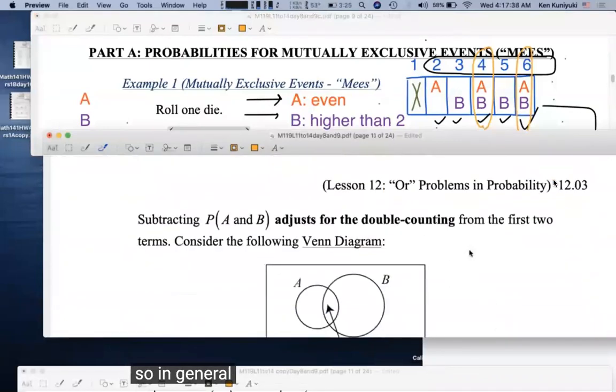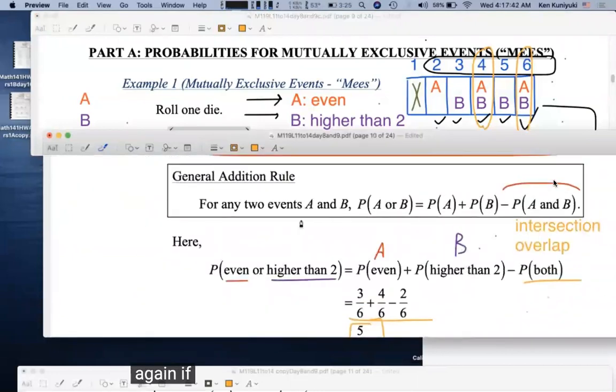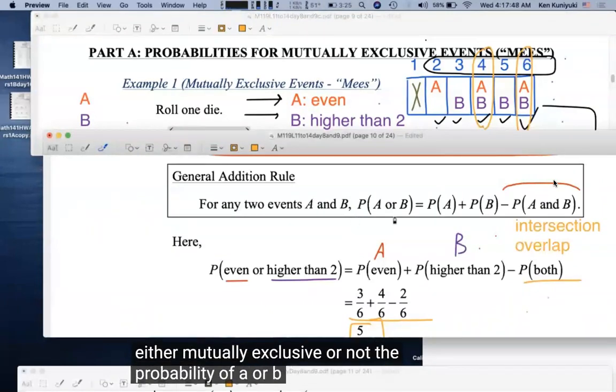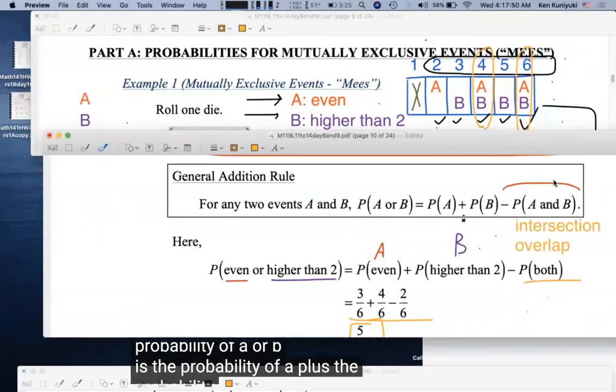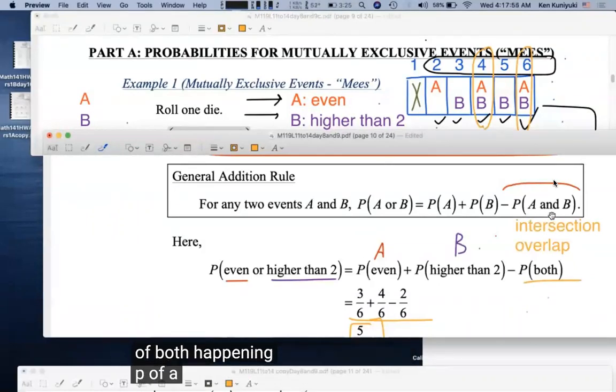So in general, again, if A and B are events that are either mutually exclusive or not, the probability of A or B is the probability of A plus the probability of B minus the probability of both happening, P of A and B.